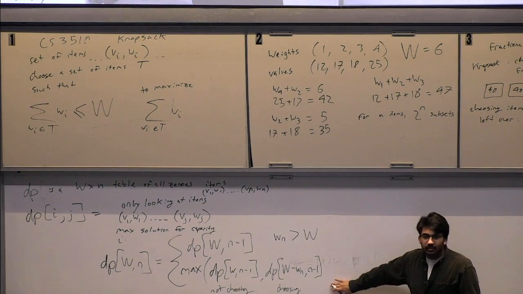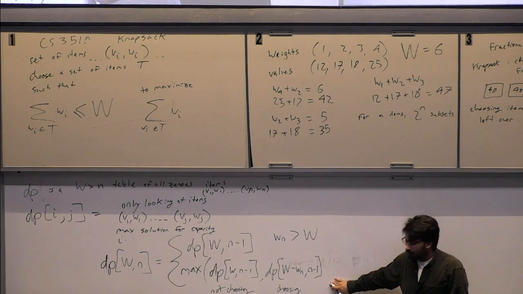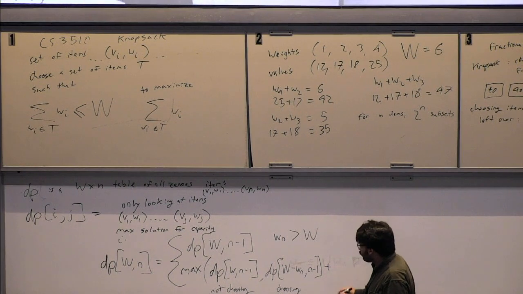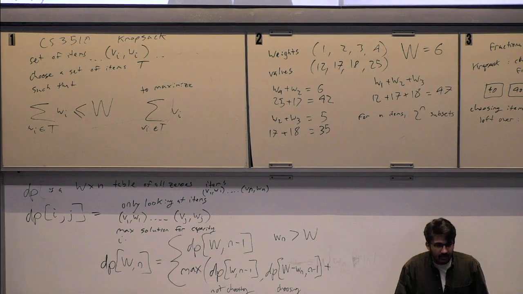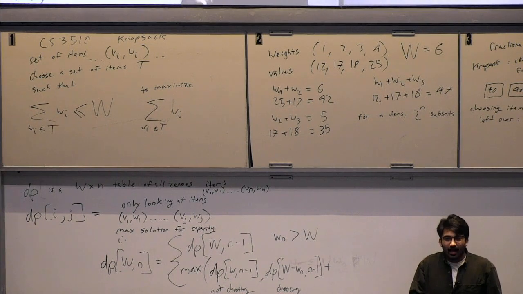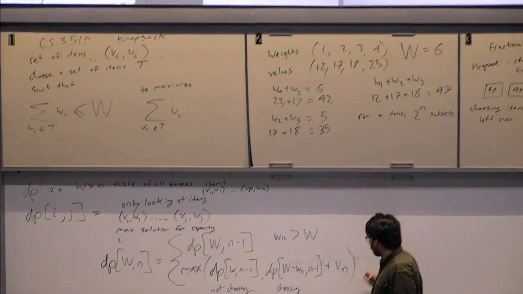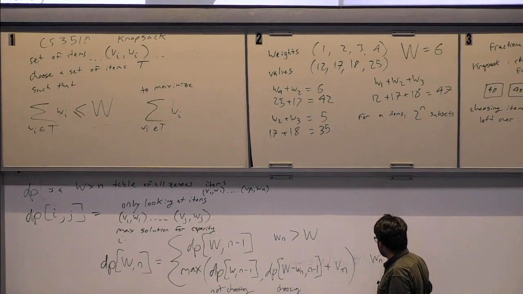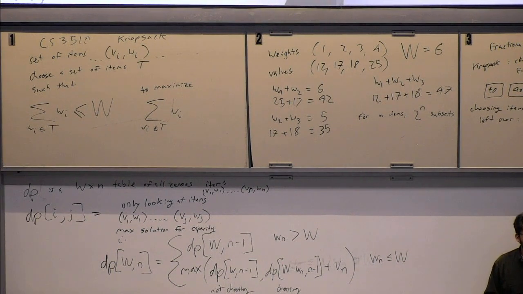But there's something missing here. Yeah. When you steal, choosing item n means you get value vn. So you simply must sum vn. Does this make sense?